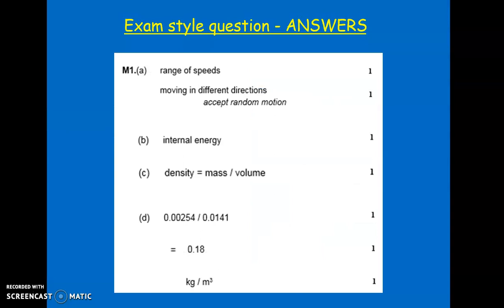Okay, so for question 1, we had the particles in a gas moving around. Describe the movement: a range of speeds, random speeds in random directions. Part B, the tick was internal energy, due to the kinetic and potential. C, the equation for density equals mass divided by volume. And the calculation there is the mass, 0.00254, divided by the volume of 0.0141, gives you 0.18 for 1 mark, and kilograms per meter cubed as your answer for the unit.